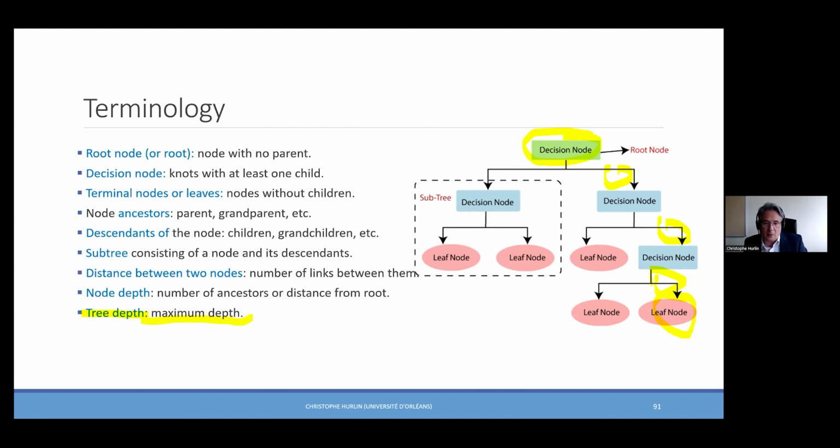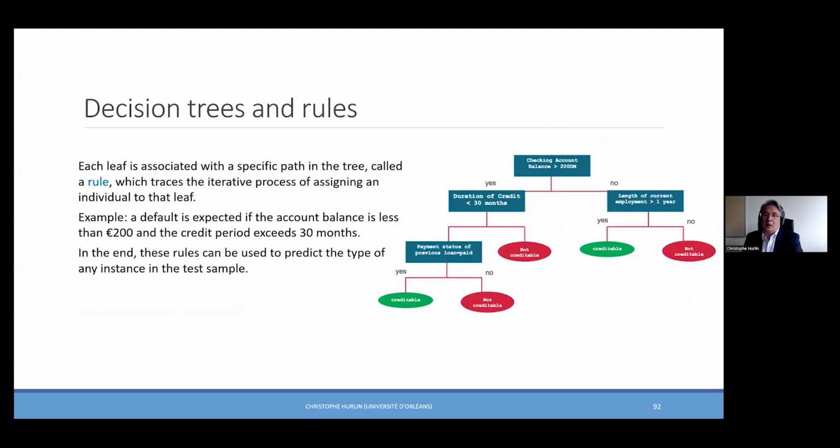So let me summarize. The root, a decision node, a terminal node or a leaf, and the tree depth are the main notions that we have to keep in mind, okay?